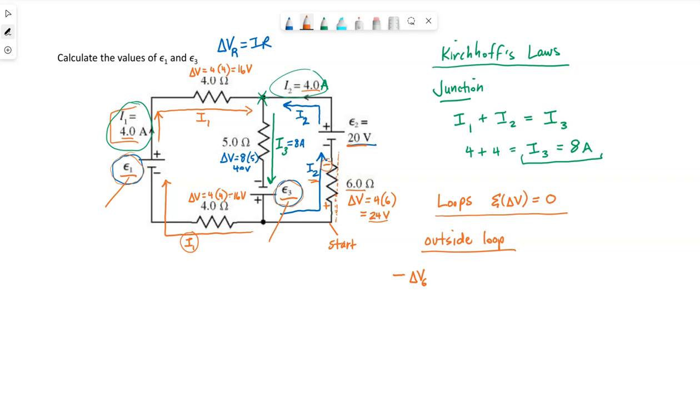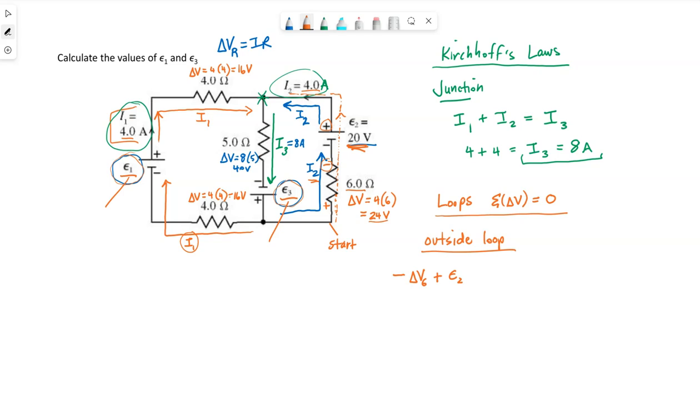As I continue my path, the next thing I'm passing by is this 20 volt battery. My path is taking me upwards. That means I'm going low to high, so I'm going to see an increase of this EMF 2, which I'm going to put the values in a minute. I keep going, my path, I have to turn up here.